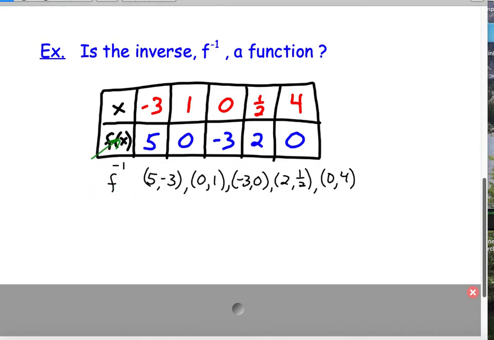So what are we looking for? Originally, to figure out if something was a function, we just made sure none of the x numbers repeated. Now, to decide if the inverse is a function, we have to make sure that the y numbers don't repeat. Or in other words, our original function is 1 to 1.